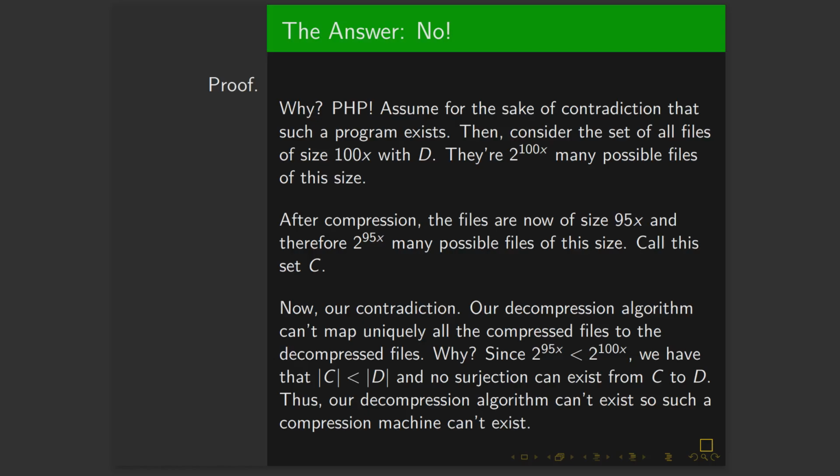Oh, we can't find a surjection. But if you wanted to think of a function that goes from the uncompressed files to the compressed files, what we'll find is that 2 uncompressed files must go to the same compressed file. Then how would our decompression algorithm reverse that step? It can't uniquely reverse that step. It's not possible. We can't have an invertible function. Thus, our decompression algorithm can't exist. So such a compression machine can't exist at all.